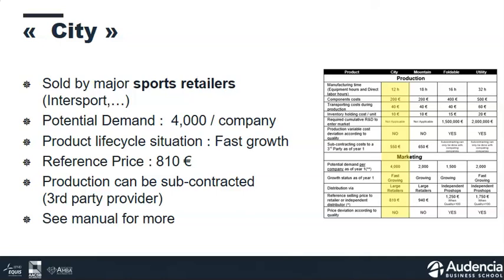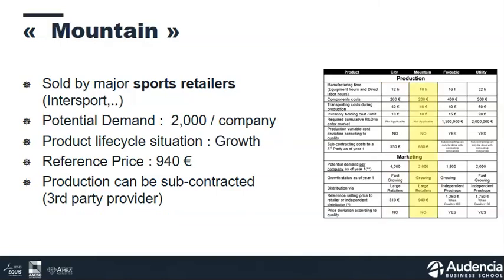The second product is the mountain bike. Again, it's sold by major sports retailers. Potential demand is about 2,000 per company that's in the market. It's growing a little bit slower than the city bike is. Reference price is 940, and again, it can be subcontracted.